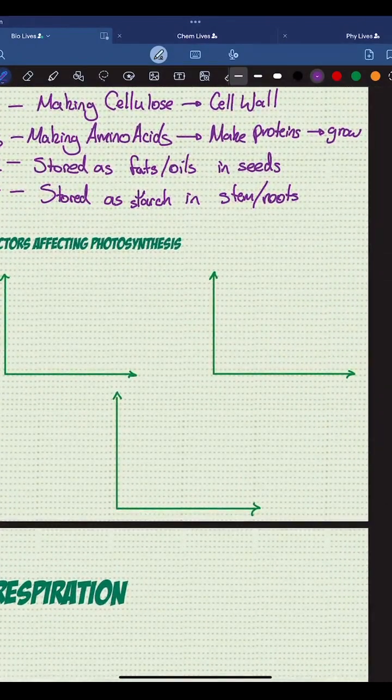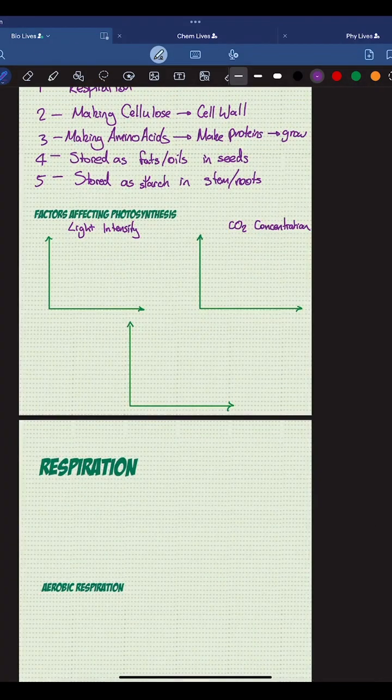So we've got three factors affecting photosynthesis that we need to know in detail. So we've got light intensity. I say we need to know this in detail because we need to know all of these graphs. CO2 concentration, and the last one is temperature. And we'll come back to draw these in a bit.